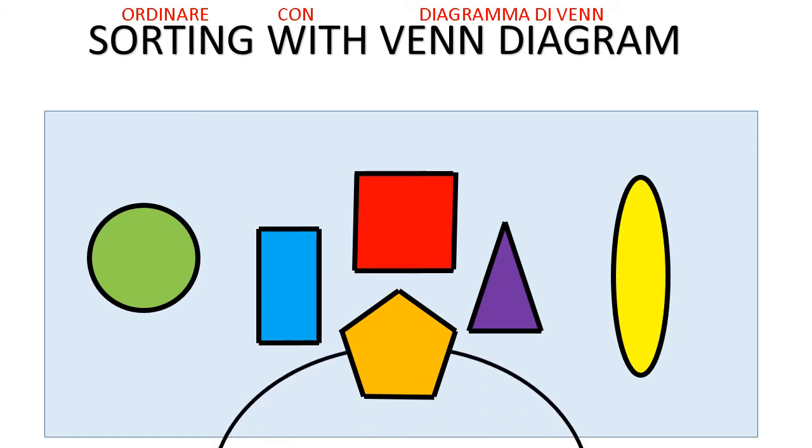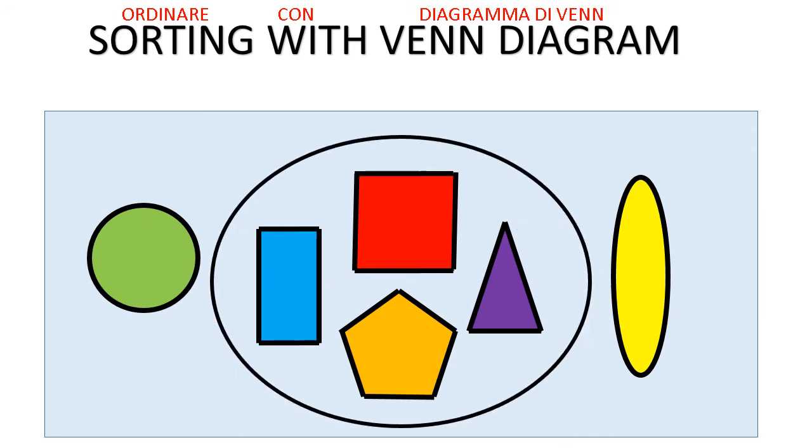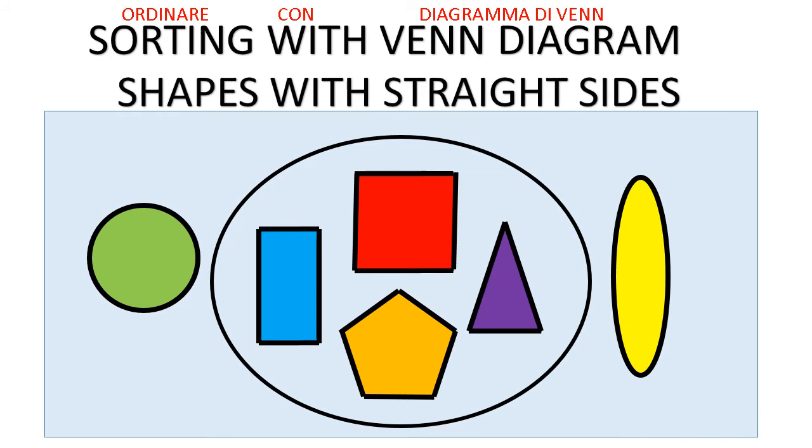Here we have some other shapes. This is the group. We have a square, a rectangle, a triangle, and a pentagon. Outside the group, we have a circle and an oval. So these are shapes with straight sides.